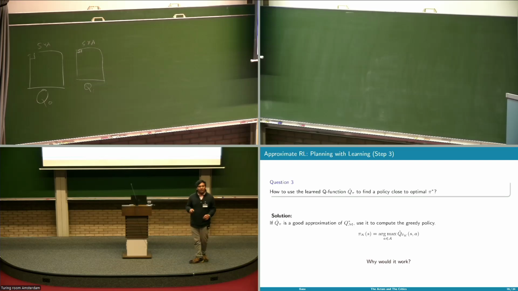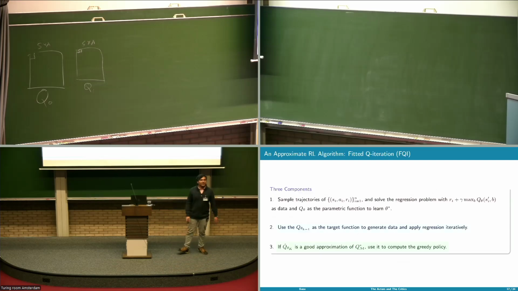The question is, why would it work? Think of it. We'll get the answer in a bit, but think of it, and then I'll ask again, why would it work? Why do you think, after doing all this learning and approximation, I am still saying the greedy policy is a good way to go?